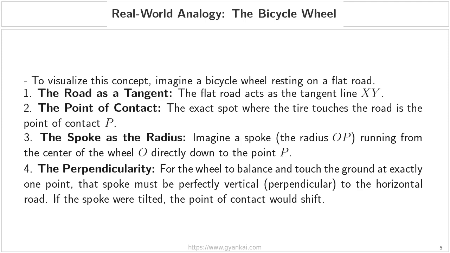Finally, consider the angle. For the wheel to be balanced and to touch the ground at exactly one single point, that spoke must be perfectly vertical, meaning it is perpendicular to the horizontal road. If that spoke were tilted at any other angle, the tire wouldn't just touch the road at one point. The geometry of the contact would shift. This perfectly illustrates the logic we used in our proof. The radius is the shortest path to the line, and that shortest path is always perpendicular.